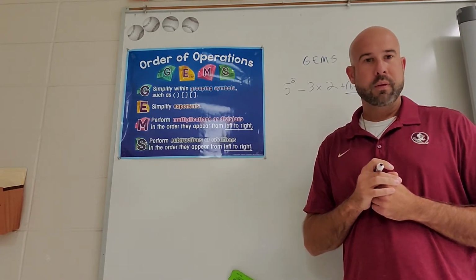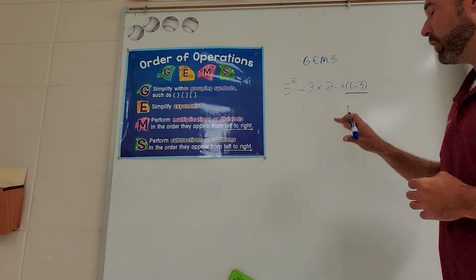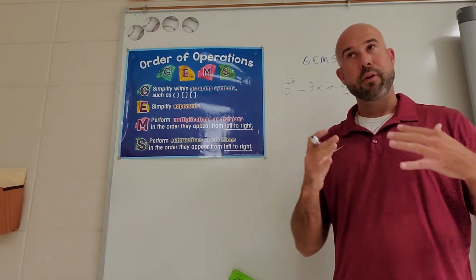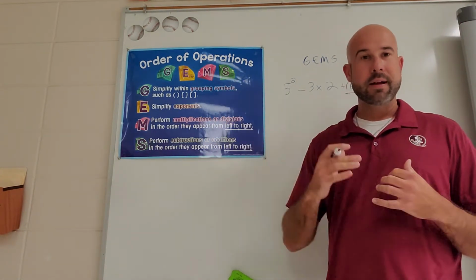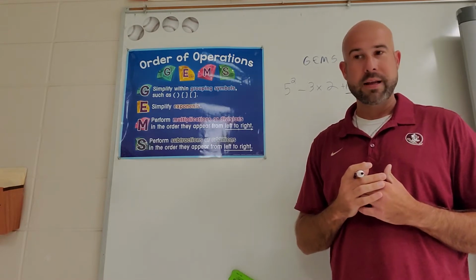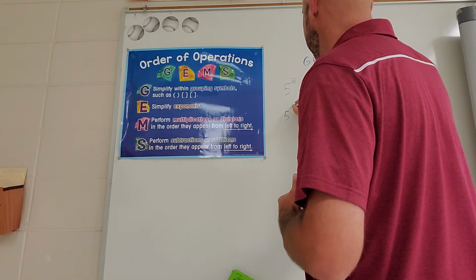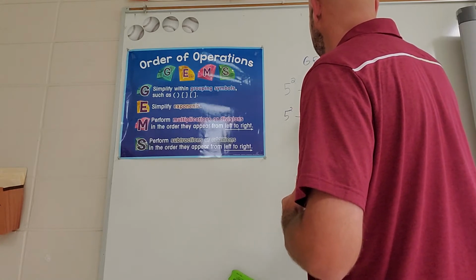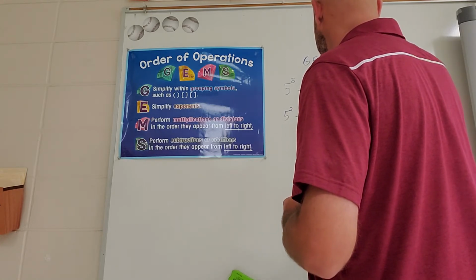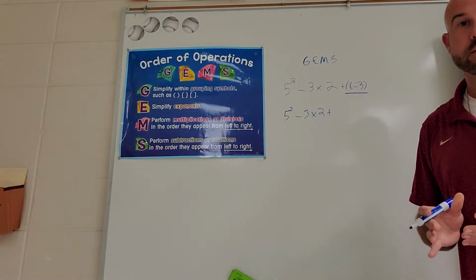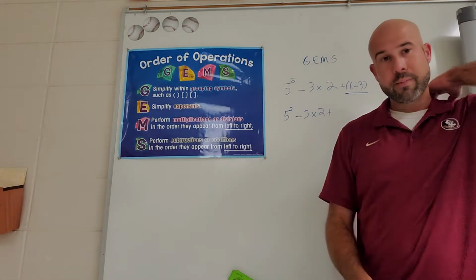Now I've got to solve 6 divided by 3. Before I solve this, I'm going to bring down everything that I don't use right now, so I can go to the next step. I'm going to bring down 5 squared minus 3 times 2 plus, and I'm going to leave a blank space. So now I've got to solve 6 divided by 3.